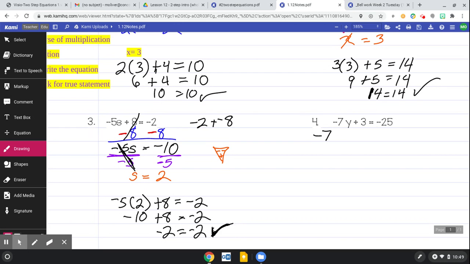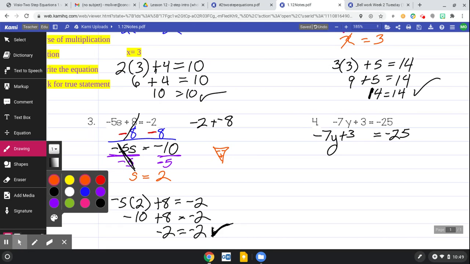Rewrite negative 7y plus 3, then leave some space. We'll come back with a different color and put your negative 25. I like to use a different color to show what I am doing. It stands out more. If you're doing this on paper and pencil, that's fine too. My opposite operation is that I'm subtracting. I am subtracting 3 from both sides, all because I want these 3s to cancel.